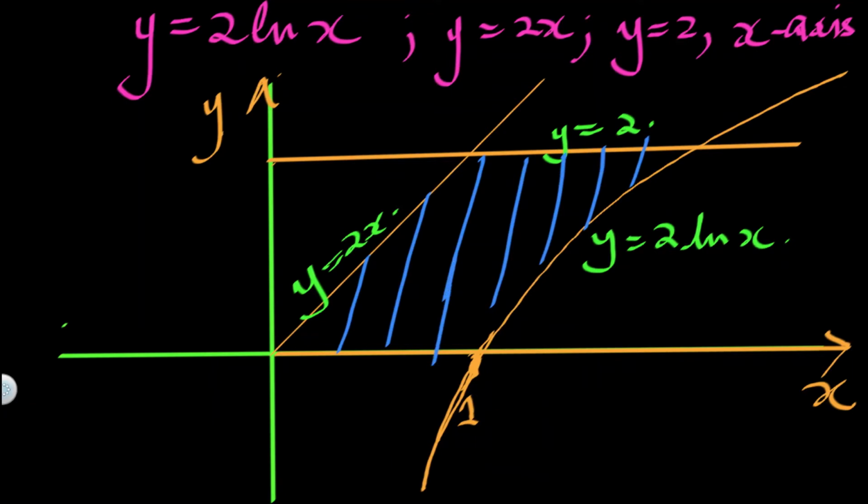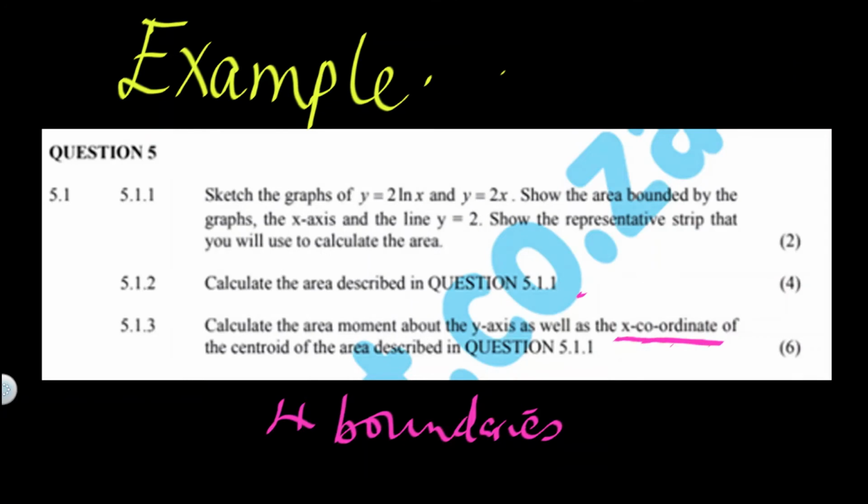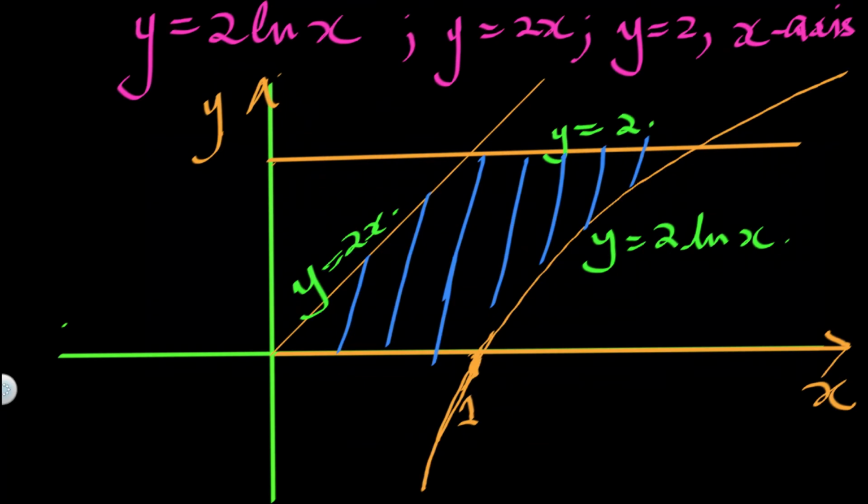Guys, I'm already answering question 5.1.1 where it says sketch the area and show it. They also said to show a representative strip. So I have to show the representative strip on my area. I'm going to use a horizontal strip for a reason. I'm going to use a horizontal strip to represent my area strip. So let me do this.